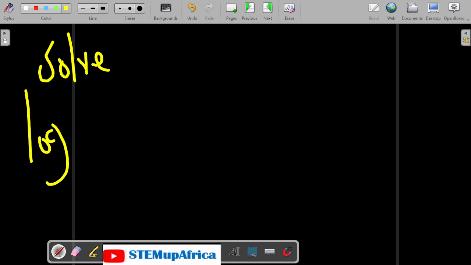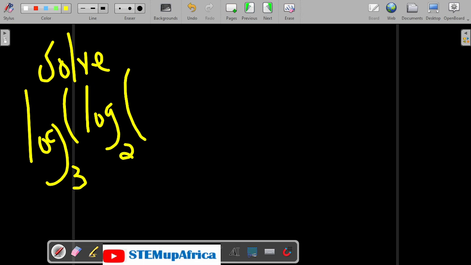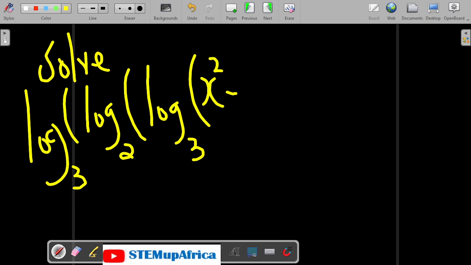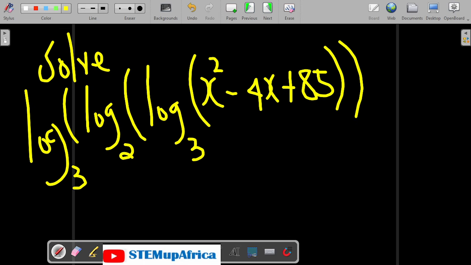So we are asked to solve log in base 3 of log in base 2 of log in base 3 of x squared minus 4x plus 85. I'll close the first bracket, the second, the third. The result is 1/3.